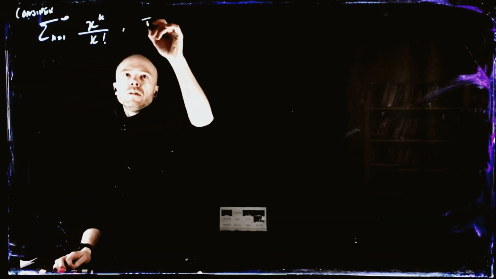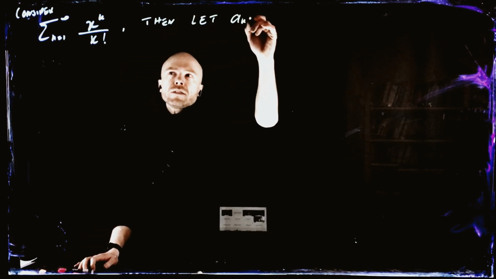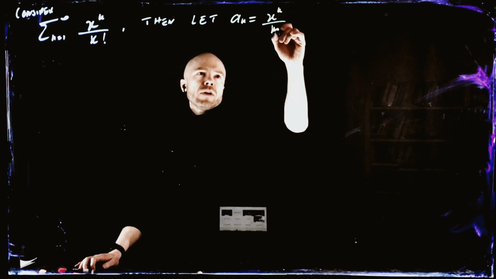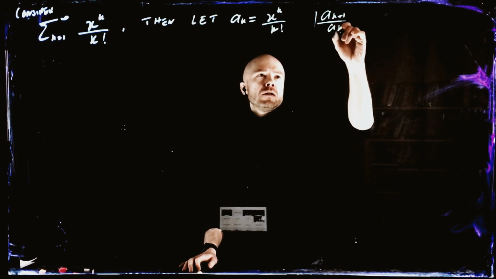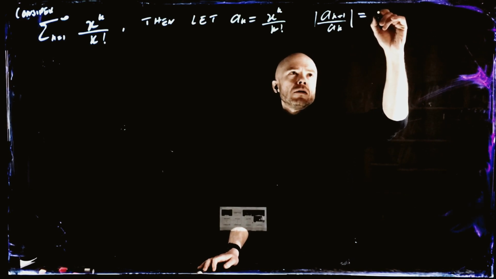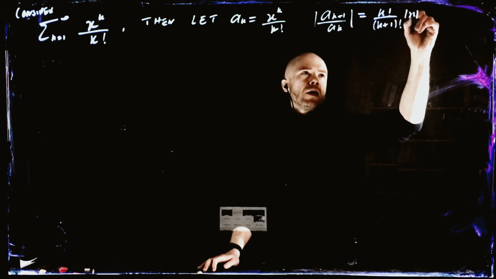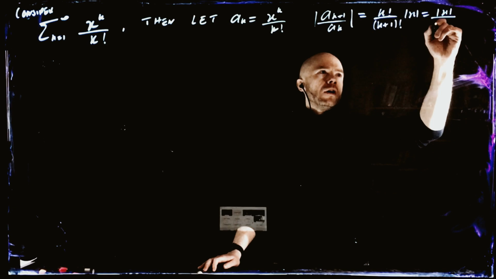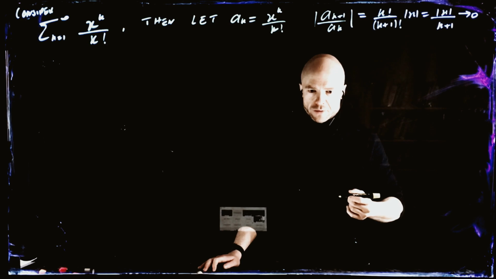So consider a_k to be x to the k over k factorial. Then a_{k+1} over a_k is just k factorial over (k+1) factorial times the absolute value of x, which is |x| over k+1, which tends to 0 no matter what value of x we have.